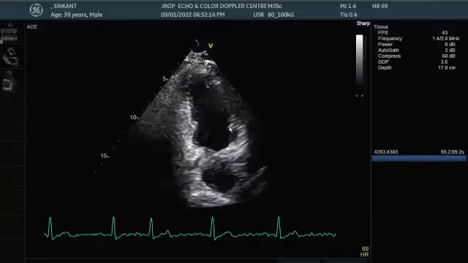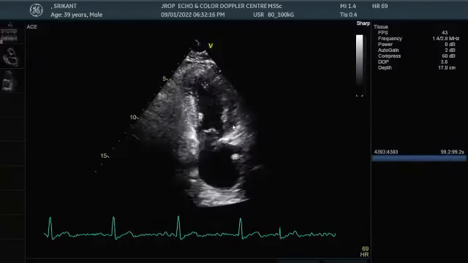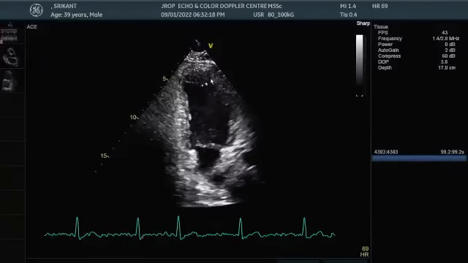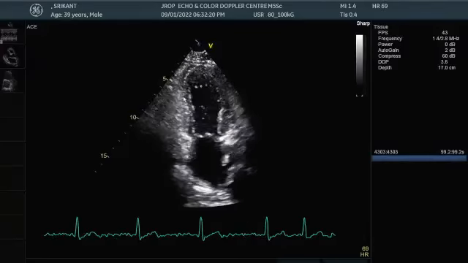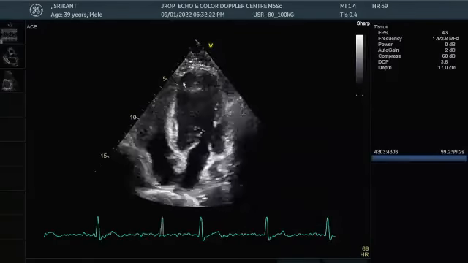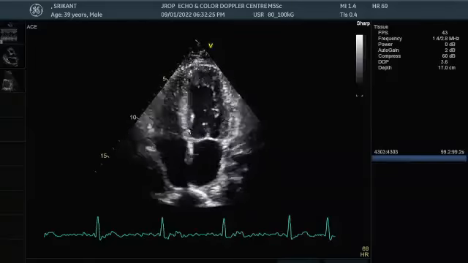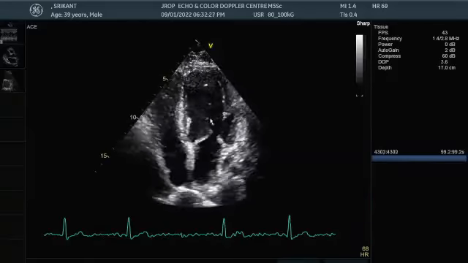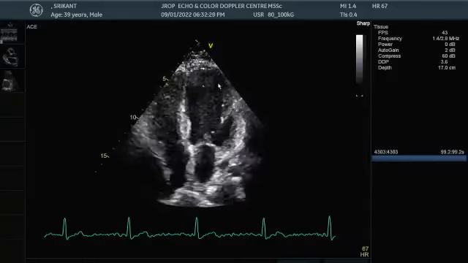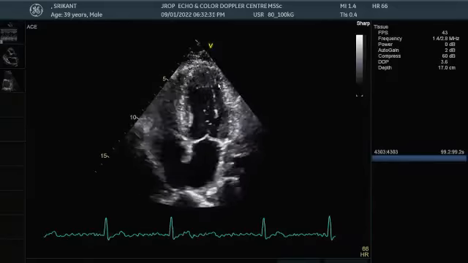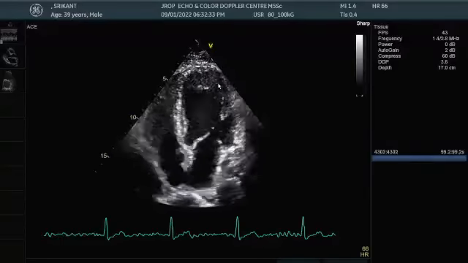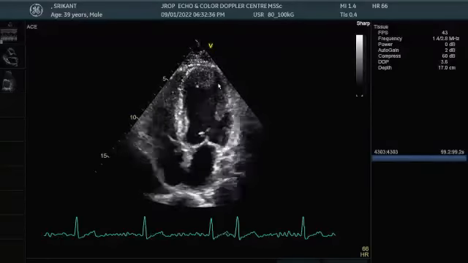This is the whole of the anterior wall, suggesting basal, mid, and apical anterior wall. Basal, mid, and apical inferior wall. And in the 4-chamber view again, basal, mid, and apical septum. Basal, mid, and apical lateral wall. So we have 2 papillary muscles, one with the lateral wall, second with the inferior wall.